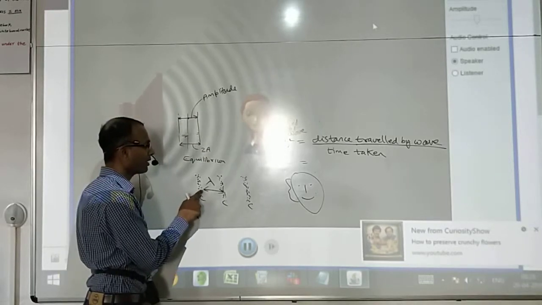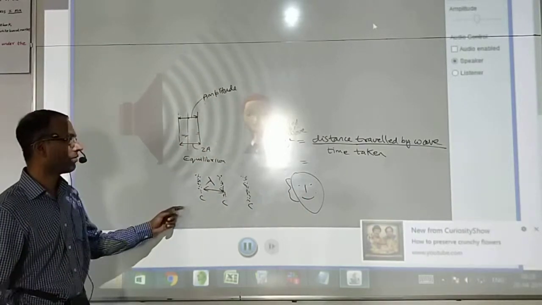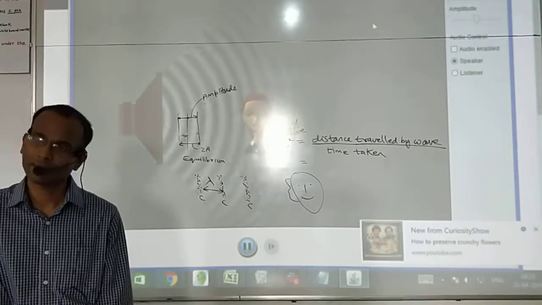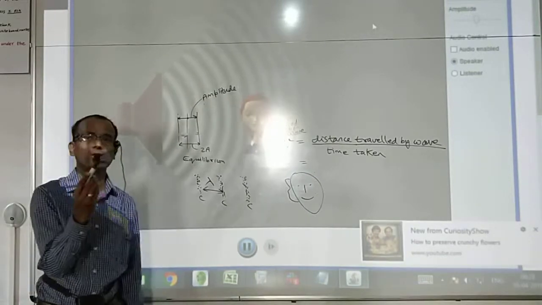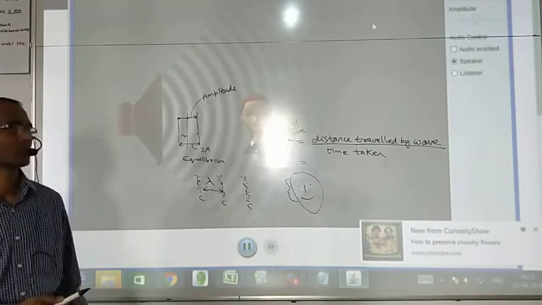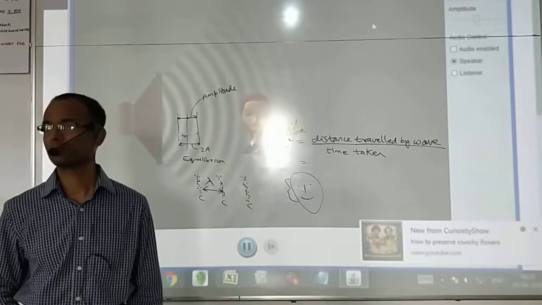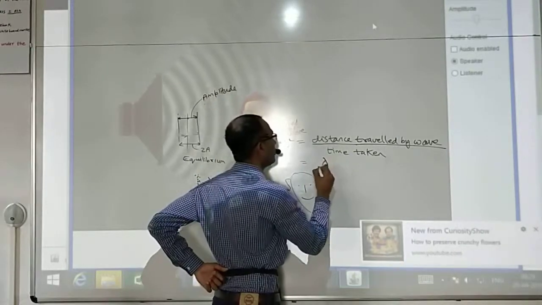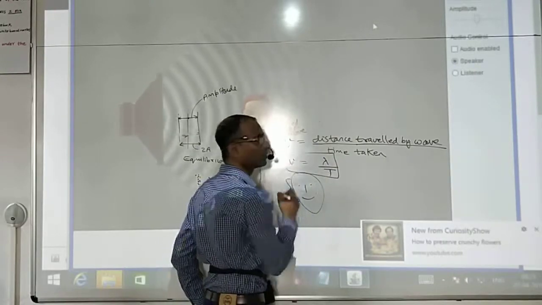basically the compression travelled a distance of one wavelength, and the time taken by a wave to travel one wavelength is given a name, time period. So whatever time each particle of the medium takes to complete one oscillation, in that same time the entire wave pattern will move forward by one wavelength. It happens like that. Okay? So, for distance you can use wavelength, for time you can use time period. So you get v equals lambda by time period.